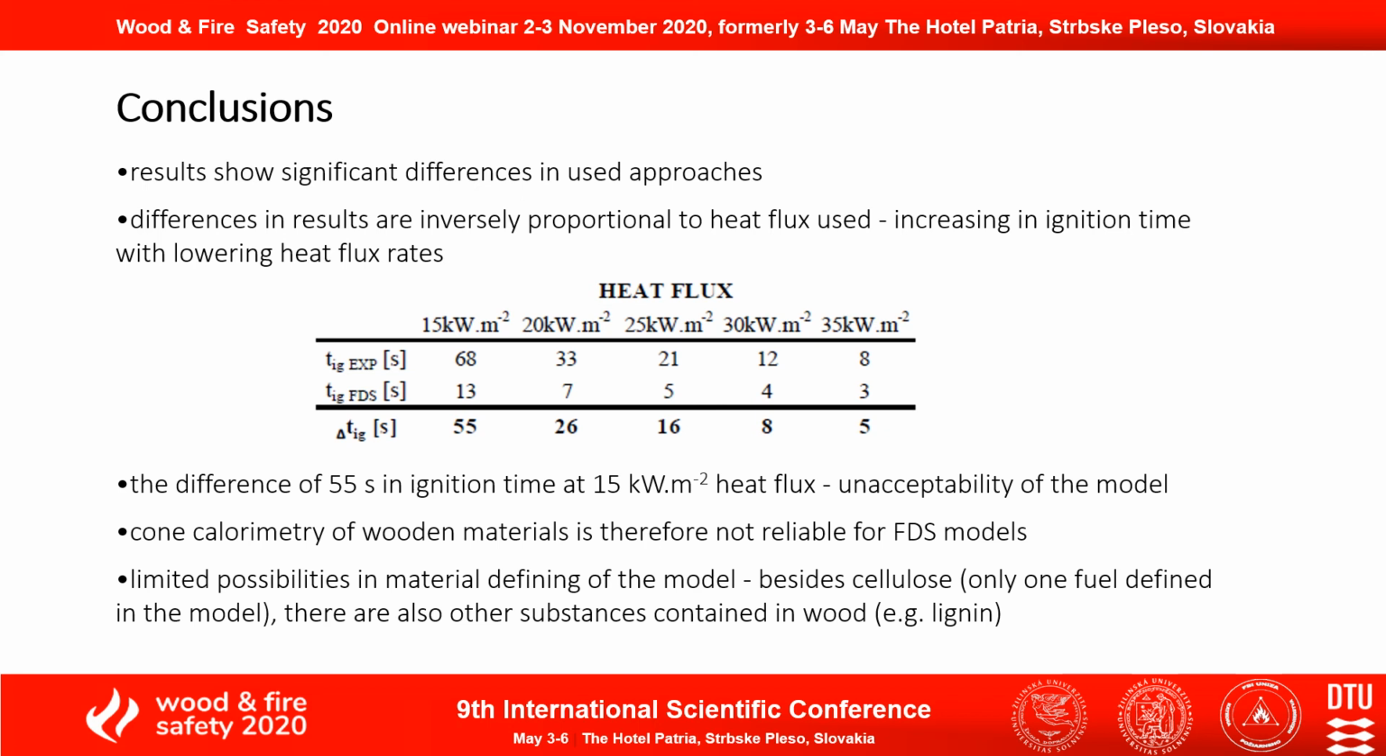High inaccuracies might be caused by limited possibilities in material defining of the model. Besides cellulose, which was the only one defined as a fuel in the model, there are also other substances contained in the wood. One of the other substances is, for example, lignin. However, FDS failed to run a simulation with lignin chemical formula defined as fuel.